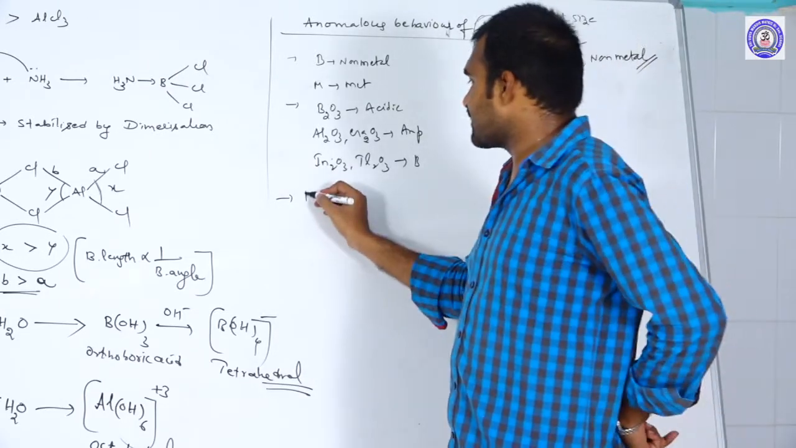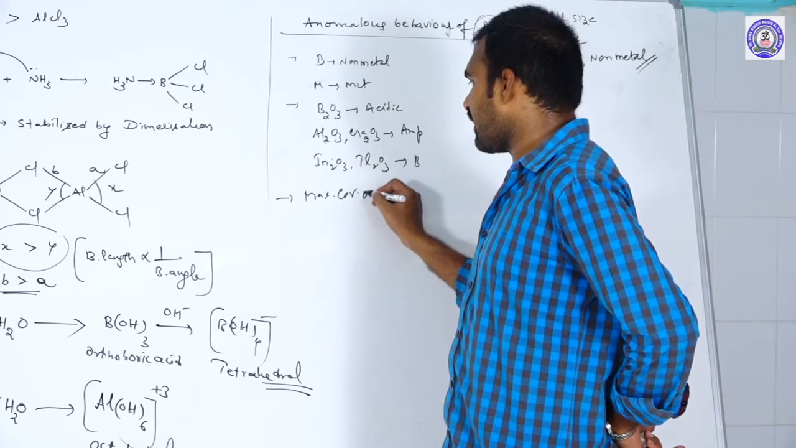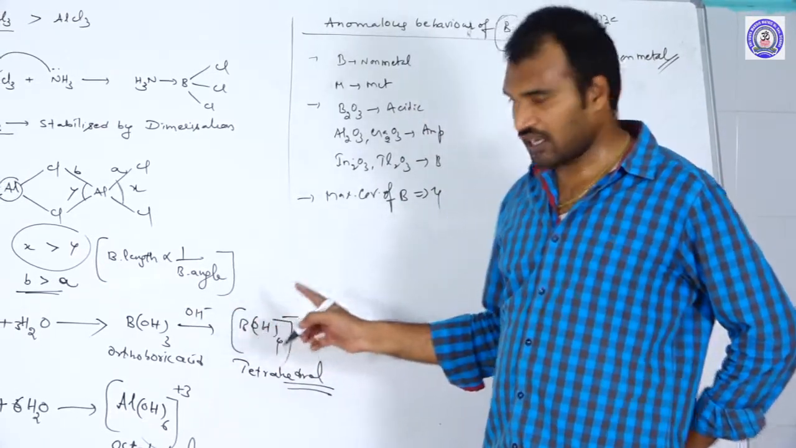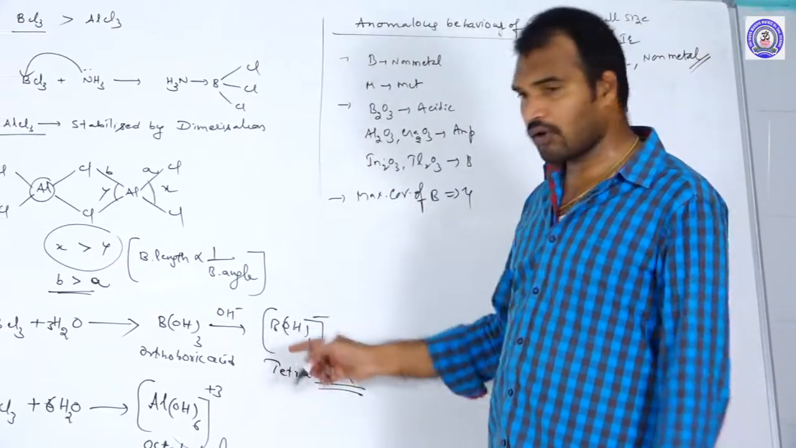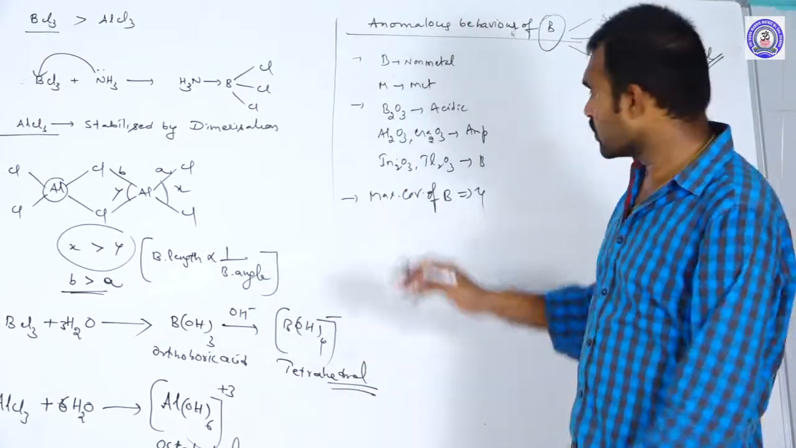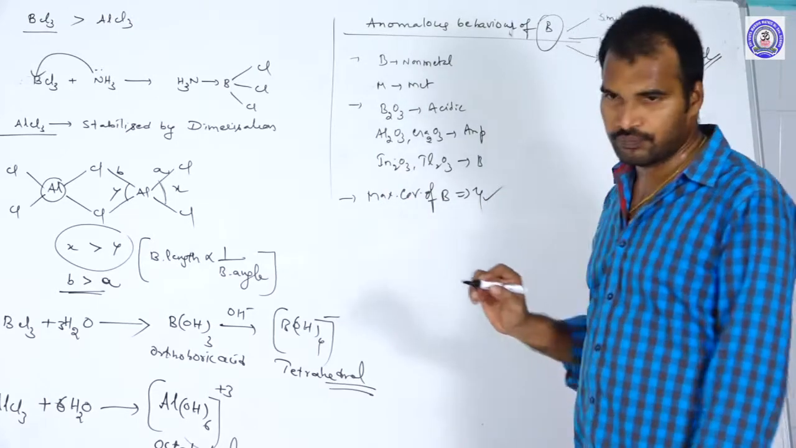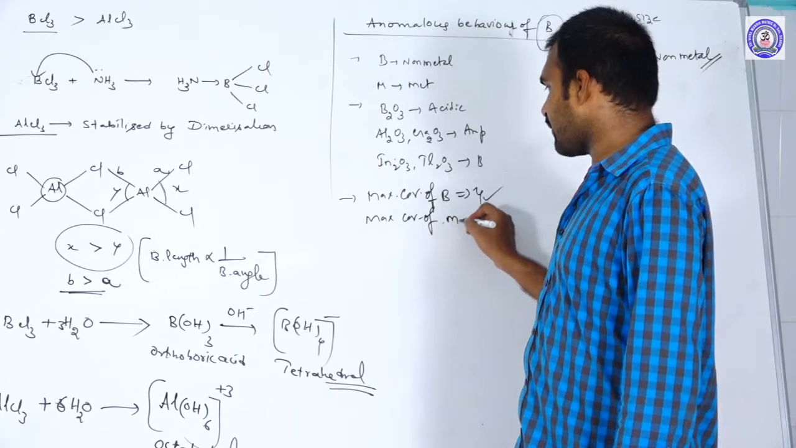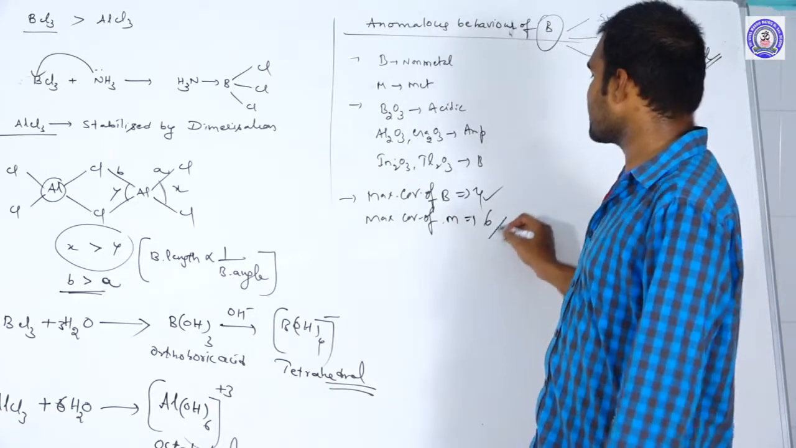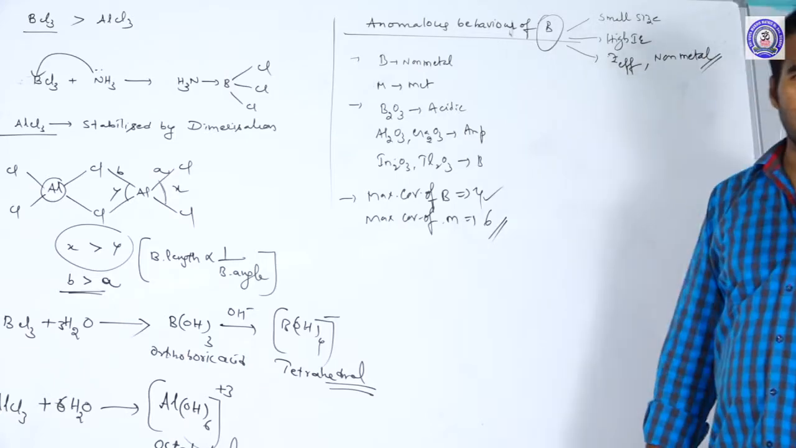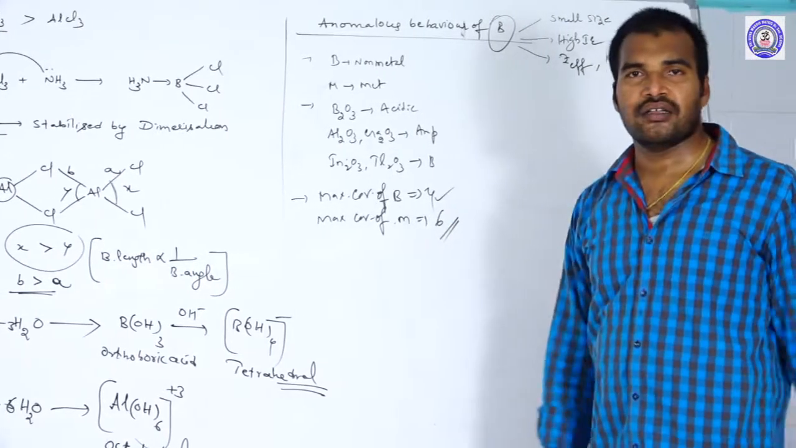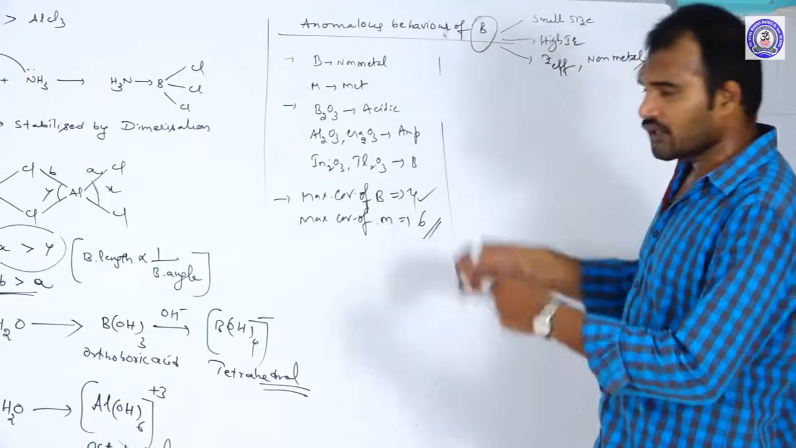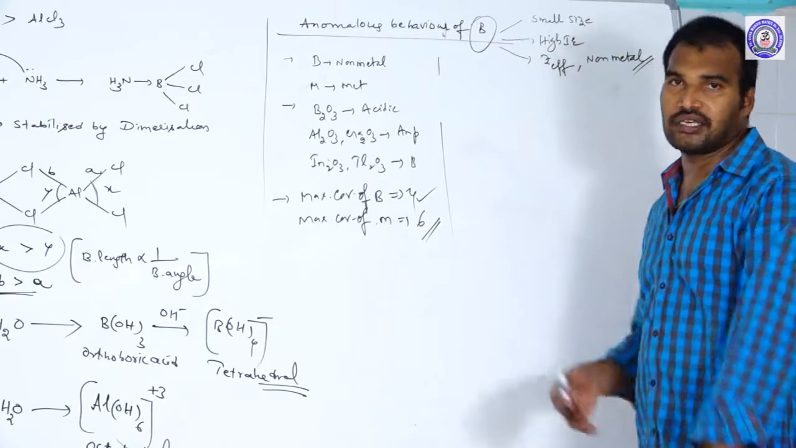Next, the maximum covalency of boron. Tetrahedral unit only. Because of the unavailability of d orbitals, boron is permitted to form a maximum of 4 bonds only. So the maximum covalency of boron is 4. Whereas for other metals like aluminum, it is 6. Because of the availability of d orbitals, they can extend their covalency to 6 or more. So this is about some anomalous behavior of boron from other group members.